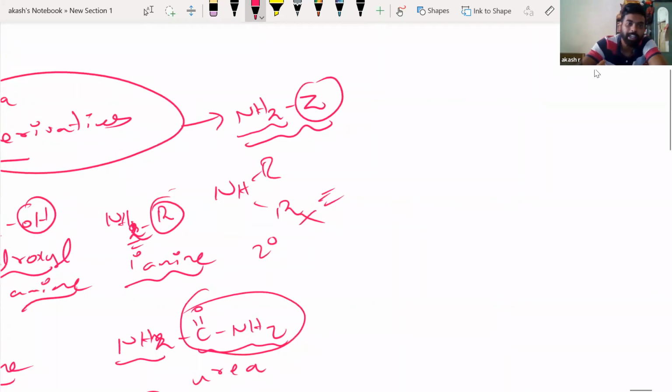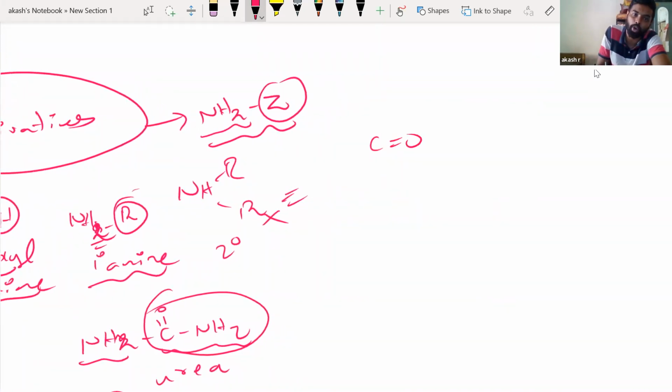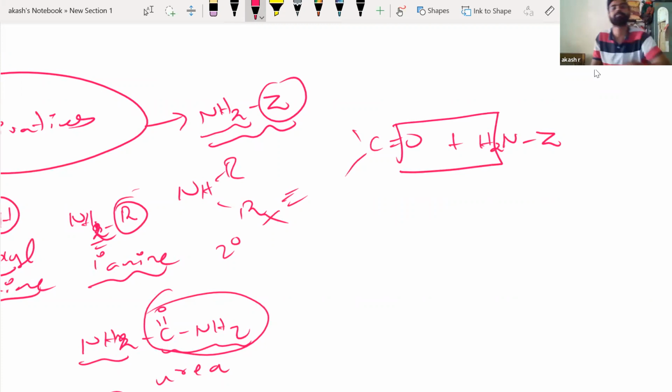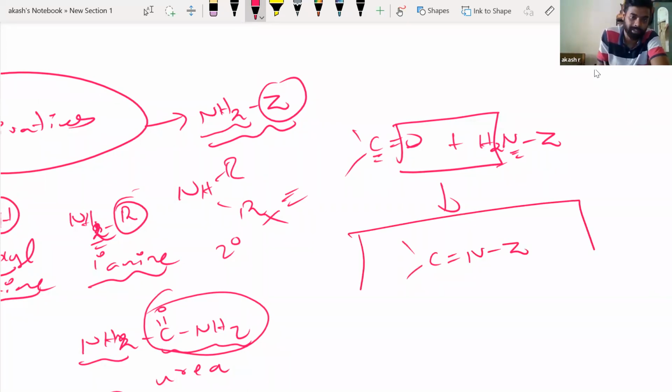Now if I have this C double bond O reacting with NH2Z, let me write it like this, H2NZ. Now the shortcut is coming for you. What I'm going to do is remove a water molecule, the H2 and the O. So what is going to happen now? The carbon and the nitrogen are going to form a double bond. So we have C double bond N. This is the product.